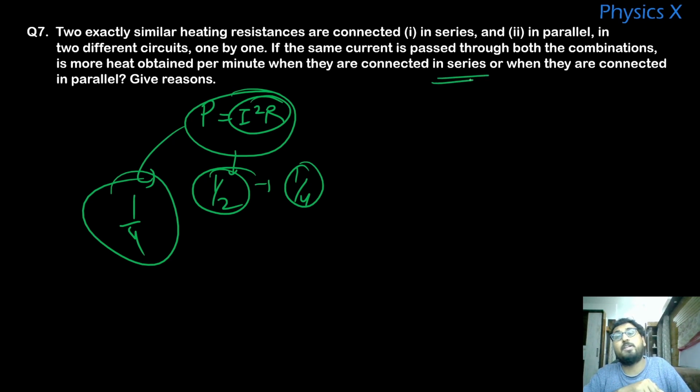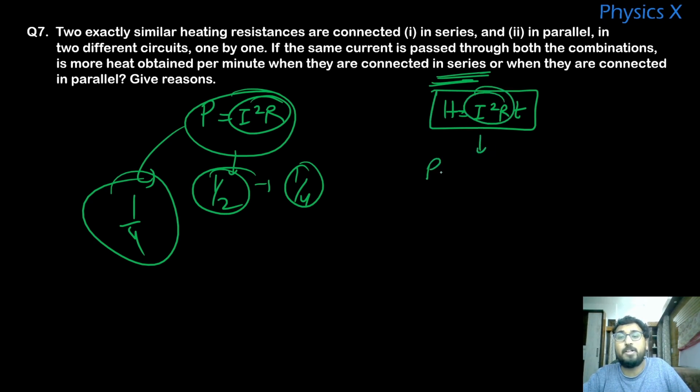In series combination, we can easily see that the heat will be more, because heat is what? I squared RT, that is the formula of heat, right? And I squared R is power only. So I am considering power I squared R, because in both the cases you need to calculate per minute.